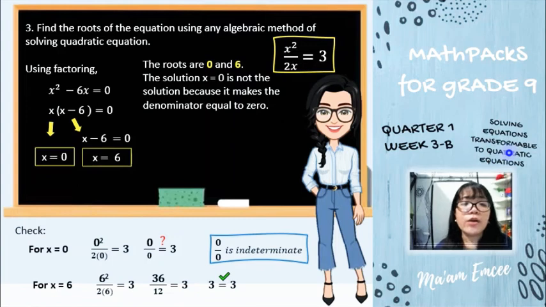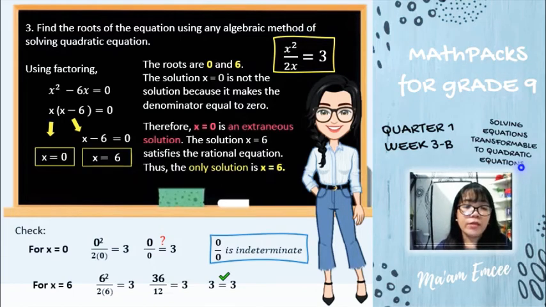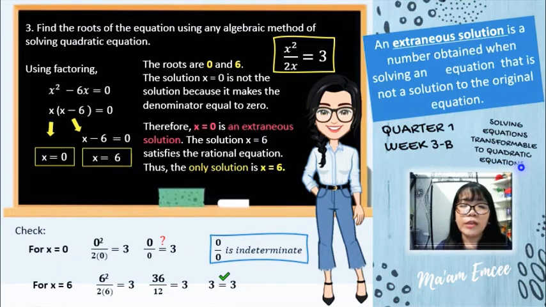So the roots are 0 and 6. So these are the solutions of your quadratic equation. The solution x is equal to 0, however, is not the solution because it makes the denominator equal to 0 if we are going to go back to the original equation. So therefore, x is equal to 0 is an extraneous solution. By definition, an extraneous solution is a number obtained when solving an equation that is not a solution to the original equation. Therefore, it is a solution of your quadratic equation.